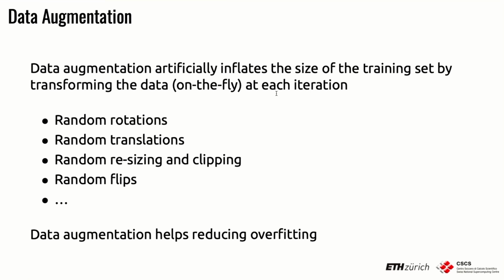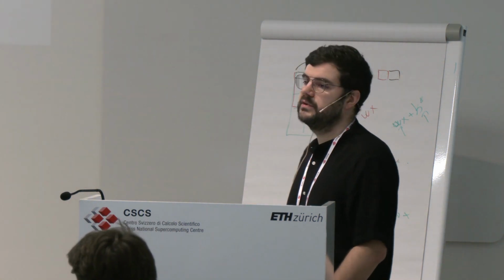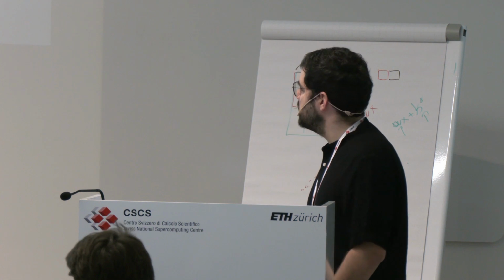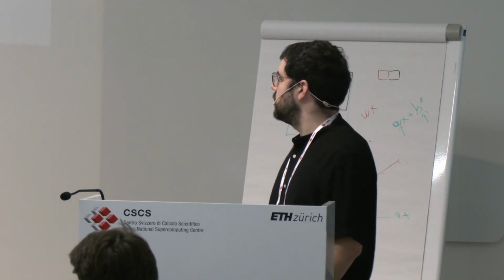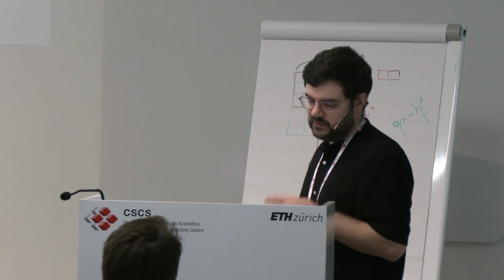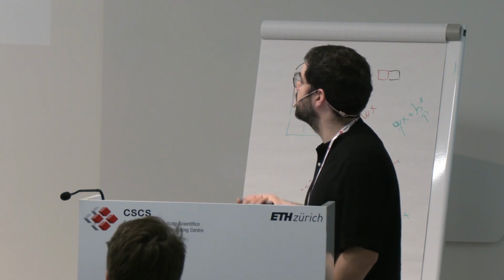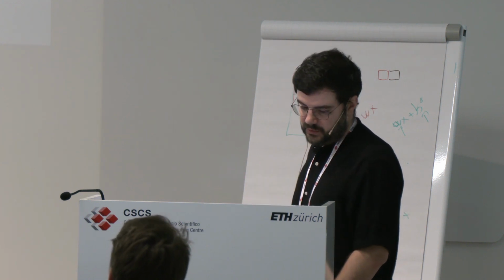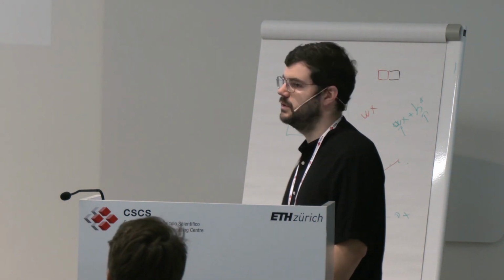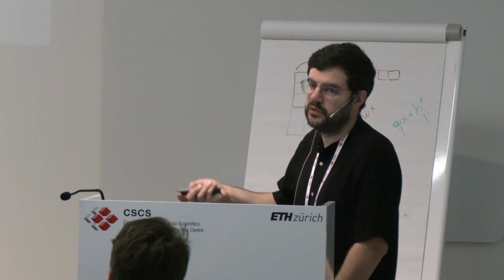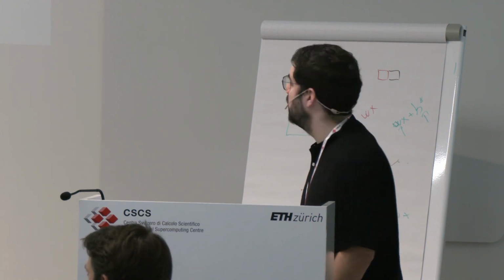In terms of images, usually this boils down to, for example, random rotations, random translations, resizing, or flipping the image. So in this case, you inflate the size of your data set, and it is different at every epoch. And obviously, this helps reduce overfitting, because you have artificially more data to train on.